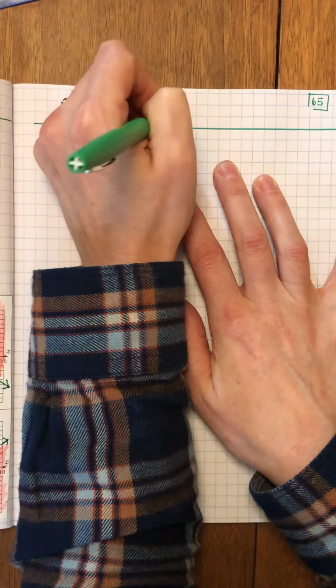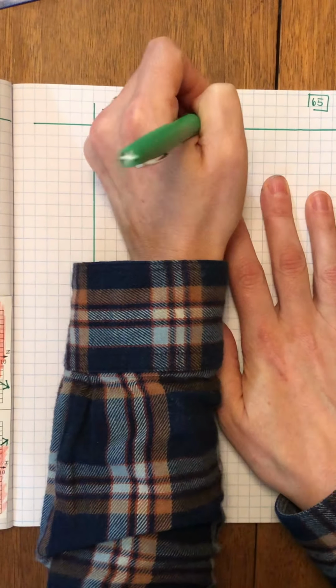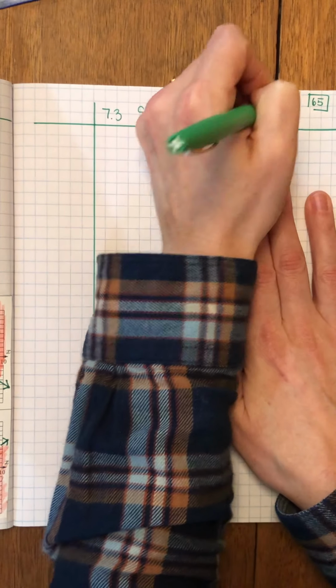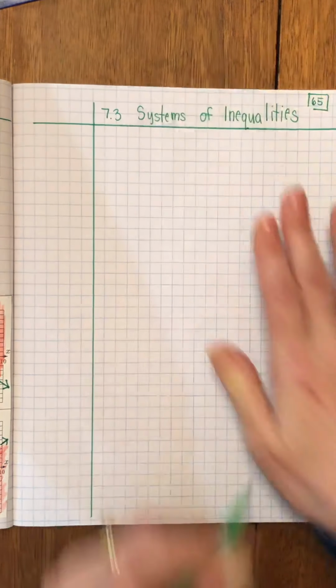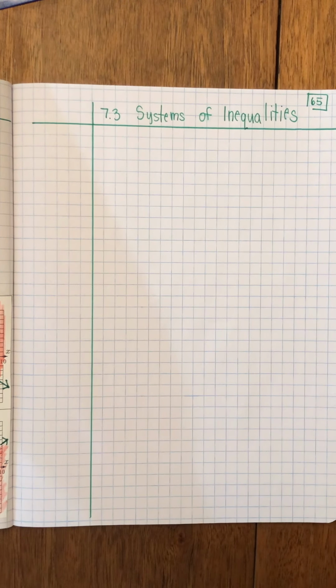Systems of Inequalities. So again, we're talking about a system is 2 or more equations. So we're talking about 2 or more inequalities. And you're welcome. This is just 1 page.